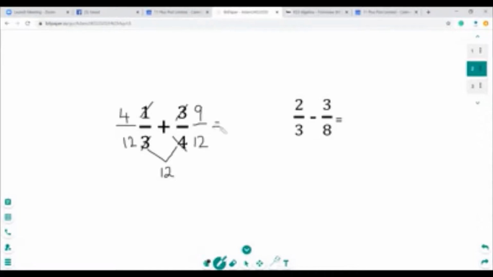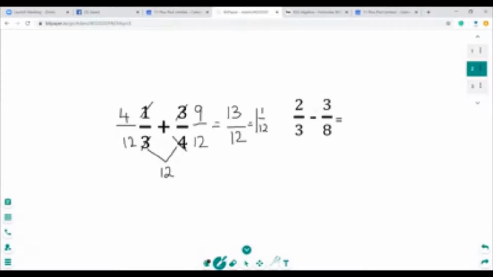Now when it comes to adding fractions, we add the tops, and the denominator stays the same. So this is going to stay as 12. 4 plus 9 is 13. So we've ended up with an improper fraction, which we can convert back down into a mixed number, remembering what we did on the previous page. 12 goes into 13 1 whole time. We have 1 left over, so our answer will be 1 and 1/12.